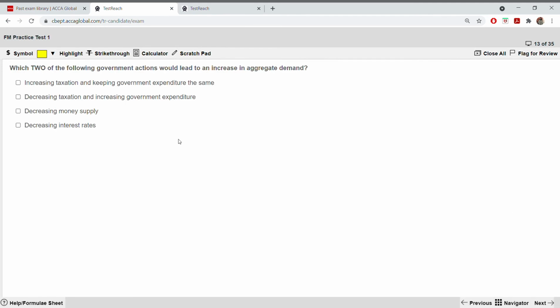Which two of the following actions would lead to an increase in aggregate demand? This is the business financial management environment, chapter 2. Increase taxation and keep government expenditure the same? No, because if you increase tax, demand will reduce. Decrease taxation, increase government expenditure? Yes. Decreasing money supply has nothing to do with demand. Decreasing the interest rates? Yes. When you decrease interest rates, money supply increases, so aggregate demand will increase.